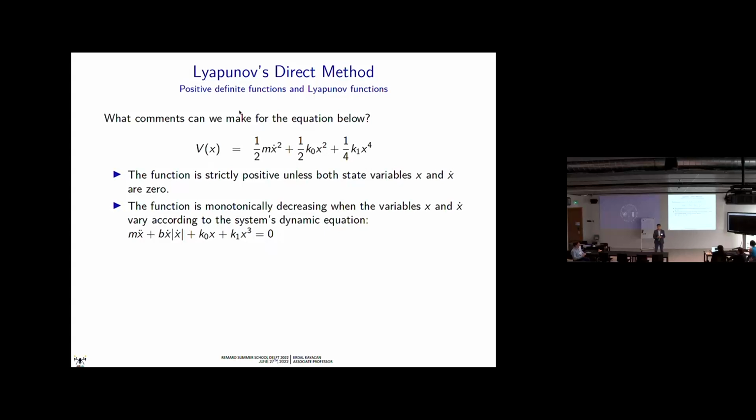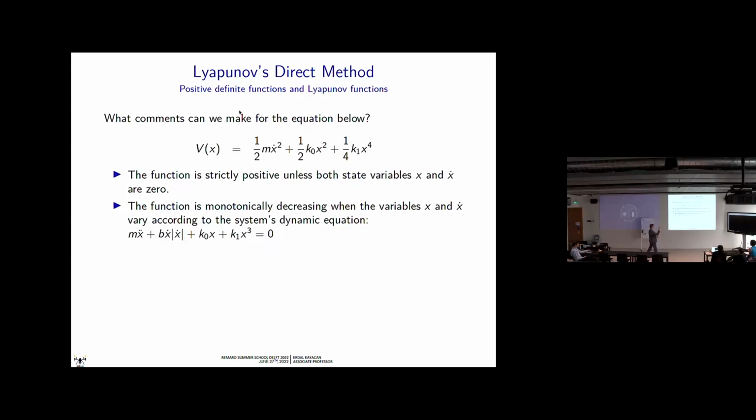For instance, if there is one variable, x, can my Lyapunov function be x? V(x) is equal to x. Can I propose something like this? Not really, because it's not strictly positive. So I can propose something like x squared, 1 over 2 x squared, x to the power of 4, x to the power of 6. So it will be strictly positive.